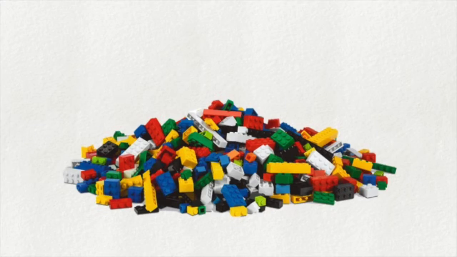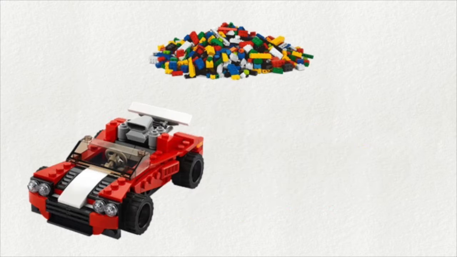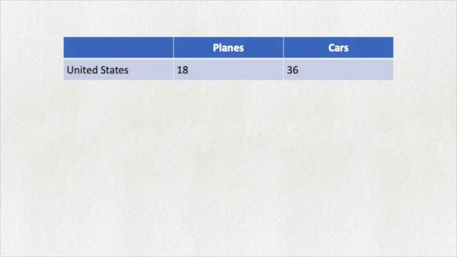To illustrate, let's say this pile of Legos represents the United States' resources. With these resources, there's a limited amount of goods that can be produced. If we dedicated all of our resources to manufacturing one good, we could produce, say, either 36 Lego cars or 18 Lego planes. Adding this information to a table can help us calculate the opportunity cost for both cars and planes. But don't worry, the math is simple.